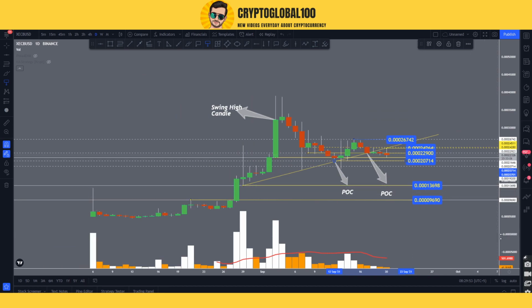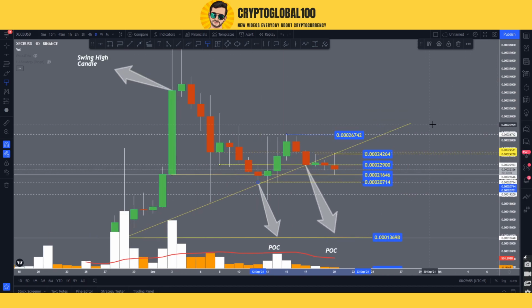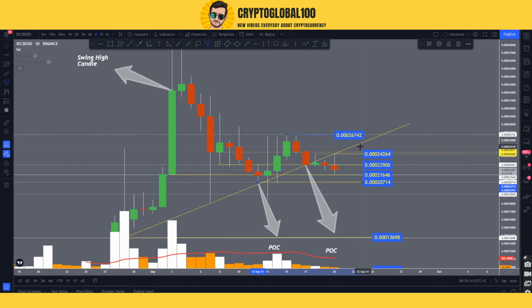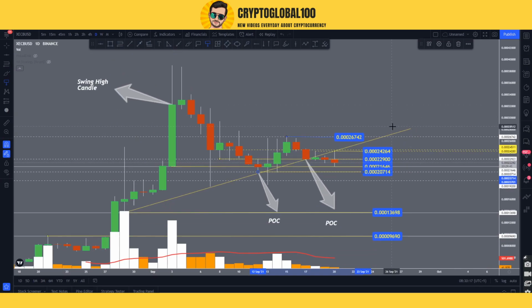So this is the current update of XEC, eCash. I'm getting a lot of requests for eCash on a daily basis. So guys, this is it. If it breaks below 21646, then price is gonna retest at 20714. Otherwise it is gonna consolidate. It is gonna range in between this level. So this is the current scenario of XEC.